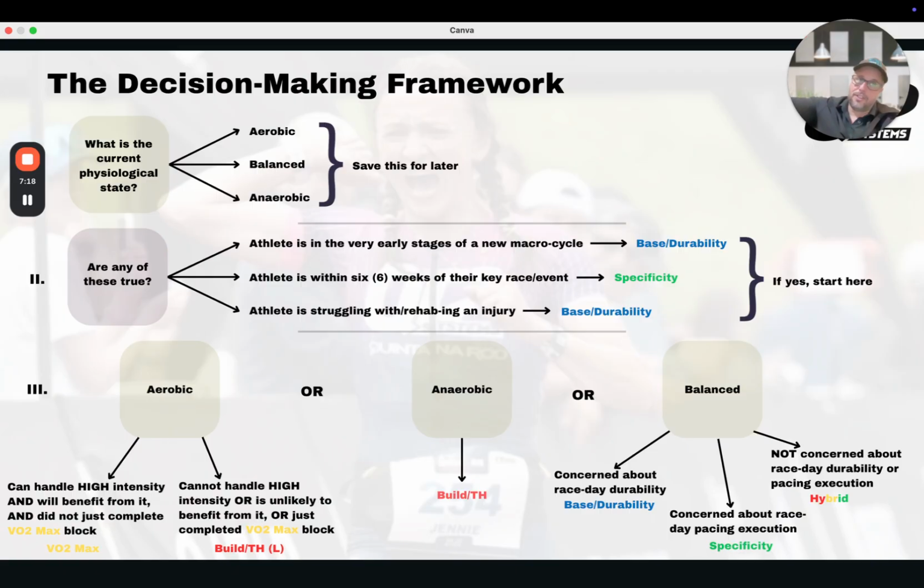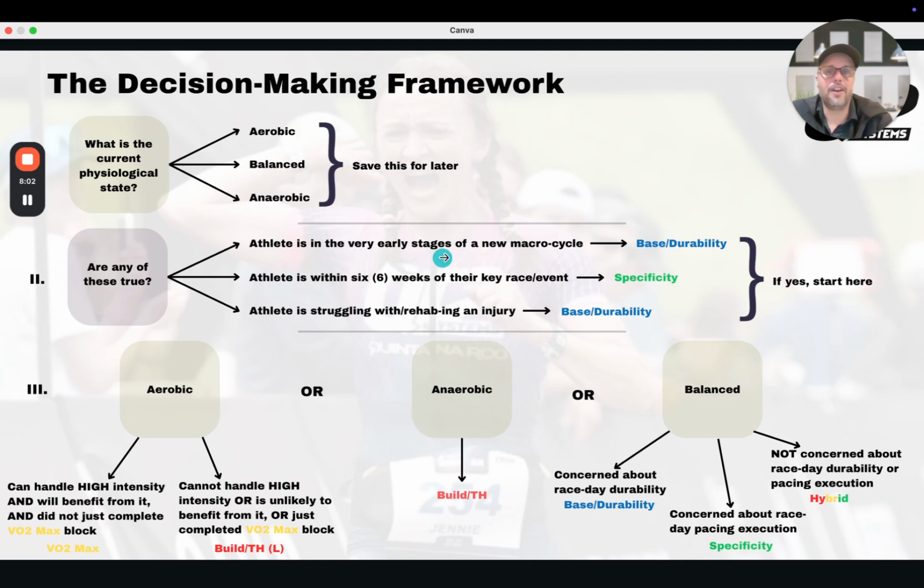So first off, we do our testing, critical power, critical speed, to understand our current physiological state. Is the athlete in an aerobic physiological state, a balanced physiological state, or an anaerobic physiological state? We take that information, we put it over here on the side, and then we go to number two. Are any of these true? If any of these are true and we make the decision to go with them, then the decision-making process stops there. We do this for each of the bike and the run. We treat them separately. Just because you may be in one physiological state on the bike does not mean you will necessarily be in the same physiological state on the run.